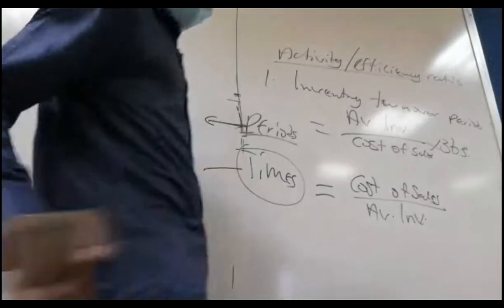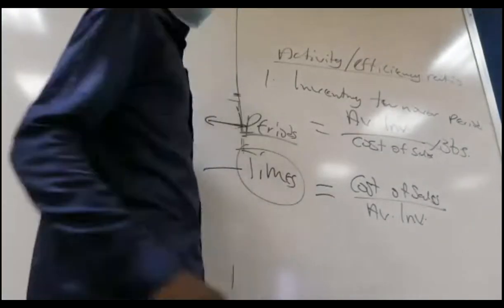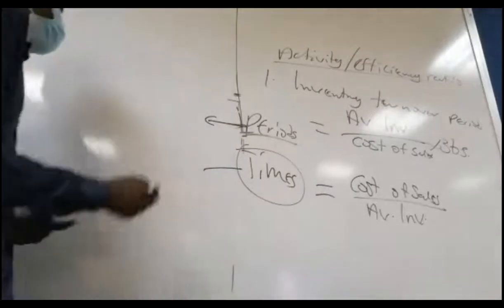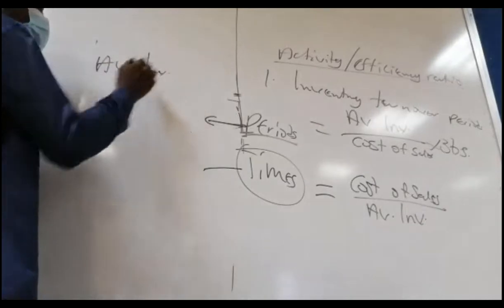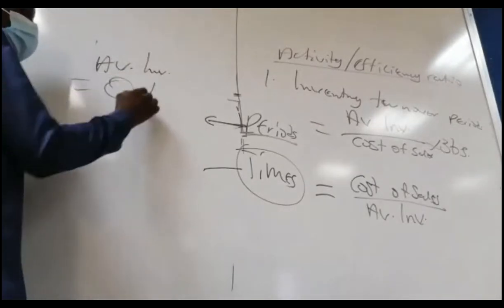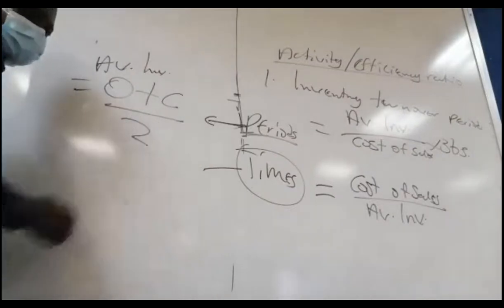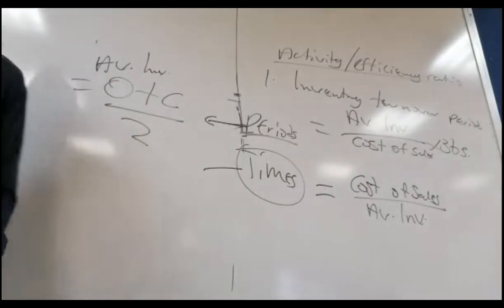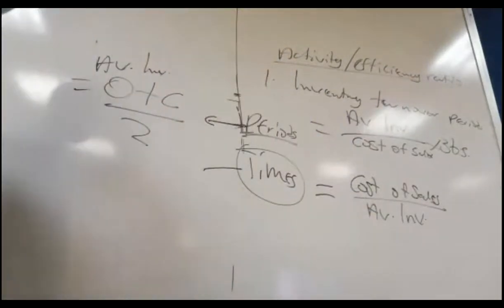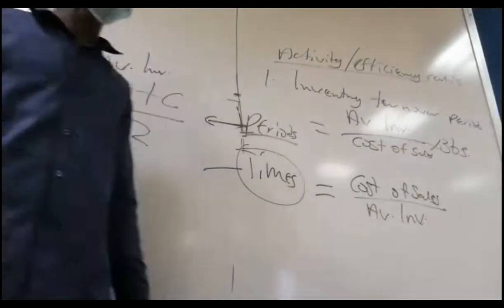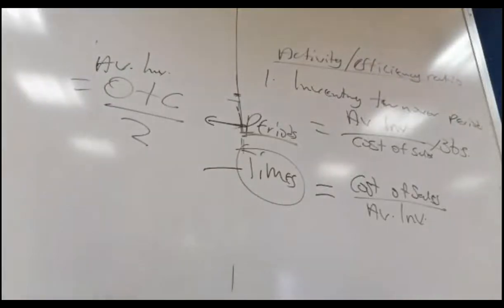Now there's a rule here that we have to look at carefully. That's the average inventory. How to find average inventory? Average inventory is equal to open inventory plus closing inventory, all divided by 2. Open inventory plus closing inventory, all divided by 2.